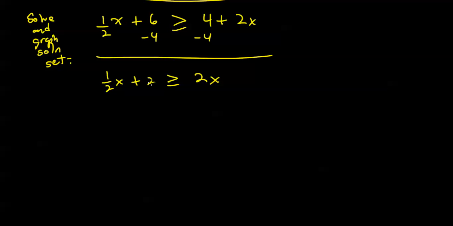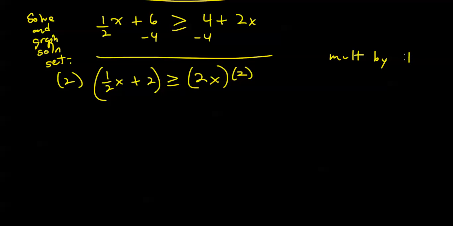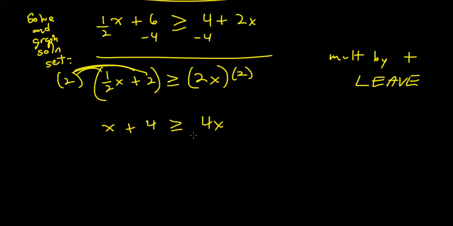I think I've crunched up together as much as I can. I'm going to multiply both sides of this inequality by positive 2. Again, when you multiply by a positive, you leave the arrow alone. I have to apply my distributive law on the left. 2 times 1/2 x is x, plus 2 times 2 is 4, is greater than or equal to 4x, so that looks good.